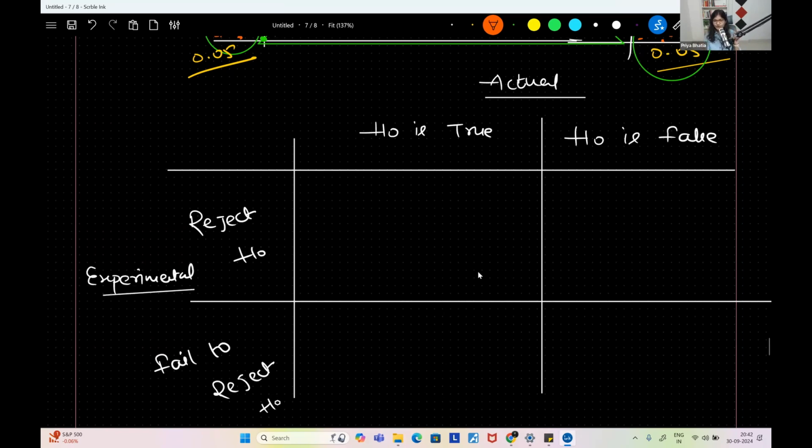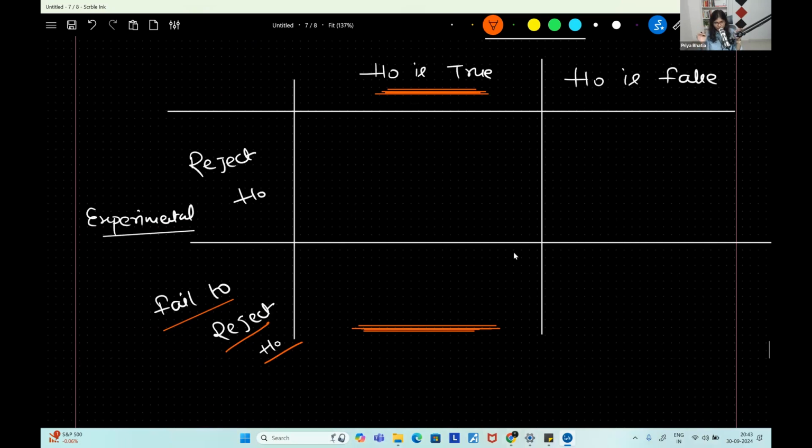Let's assume that your null hypothesis is correct. Whatever assumption you have made, average height equal to 168 centimeter, that's a correct statement. That's a correct hypothesis. You did the experiment, and your experiment failed to reject the null hypothesis. Is this a correct experiment or an error? What will I fill here? Are your experimental results correct, or is that an error? Your null hypothesis is true, and your experimental conclusion is that you fail to reject the null hypothesis.